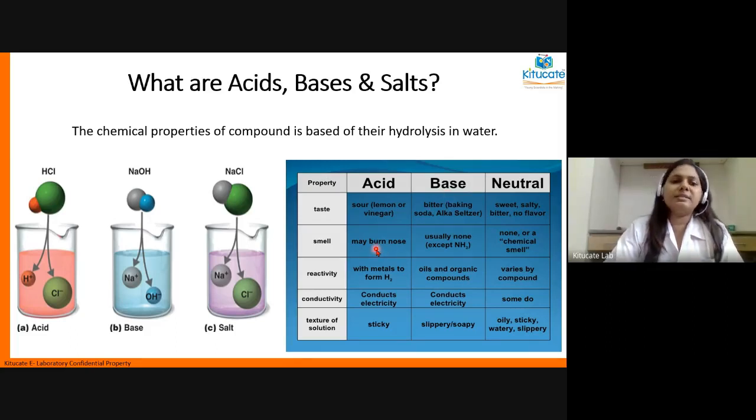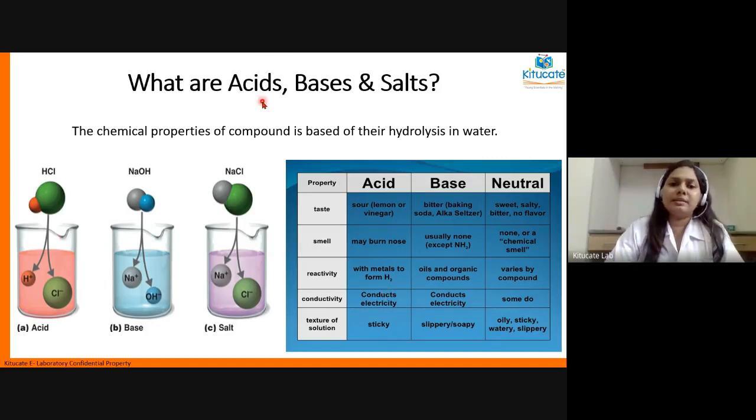Now, third is the smell. Acids, because they're very strong, have a little pungent smell. Try smelling vinegar. You all must have vinegar on your table. If you take it too close to your nose, it'll burn and cause irritation in your nose. But bases don't have any such quality. And conductivity wise, all liquids conduct electricity, so acids and bases both will conduct electricity.